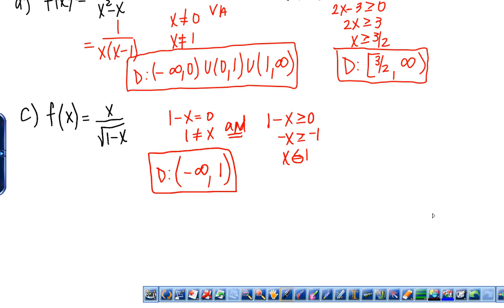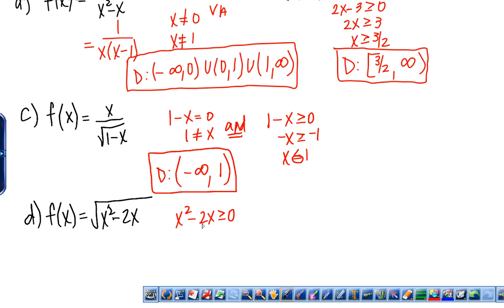All right. And let's make this our last one. How about f of x is equal to the square root of x squared minus 2x. Okay, so it's under the square root. So I'm going to say x squared minus 2x is greater than or equal to 0. Now, you could move your 2x over. How about we factor? I'm going to take out an x and see where this leads me.